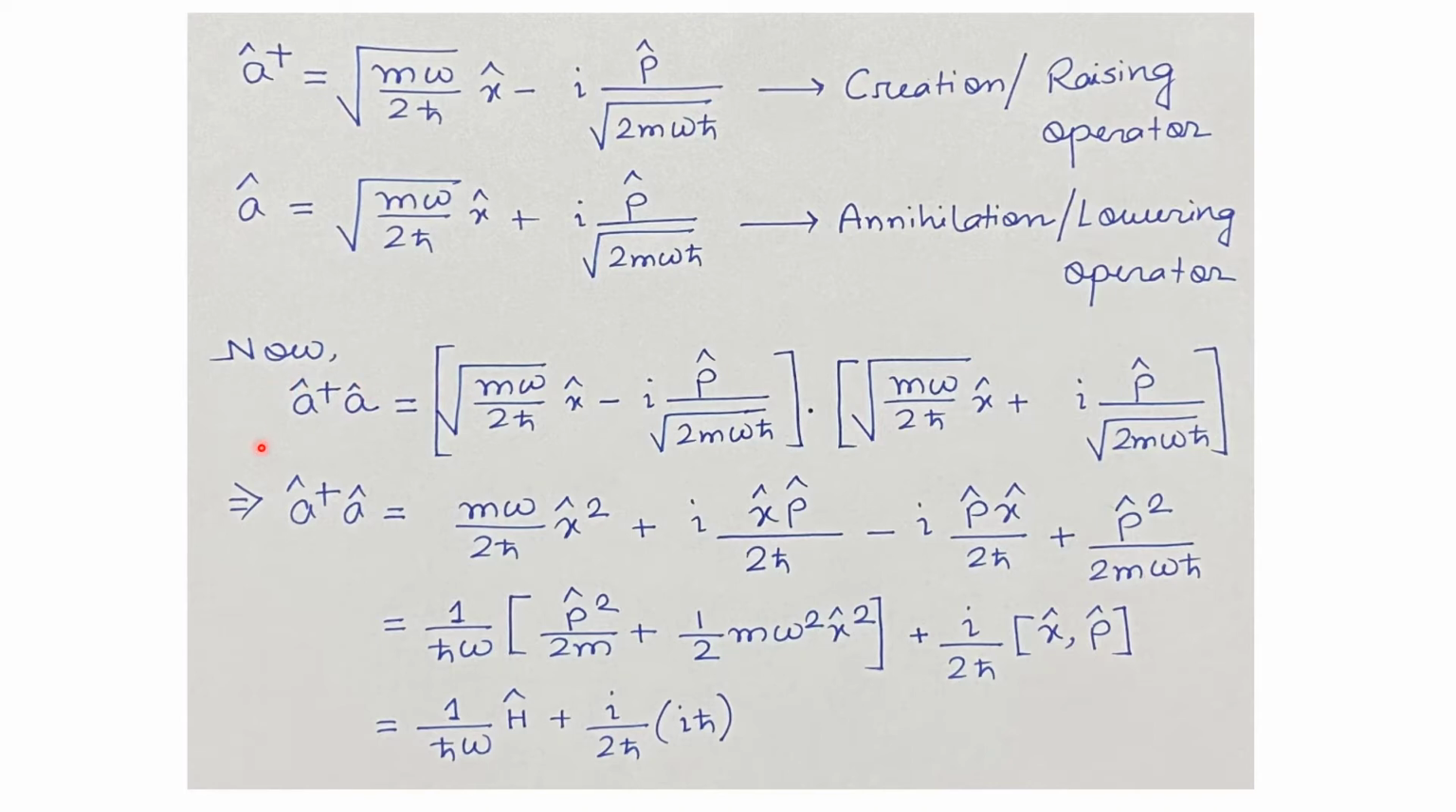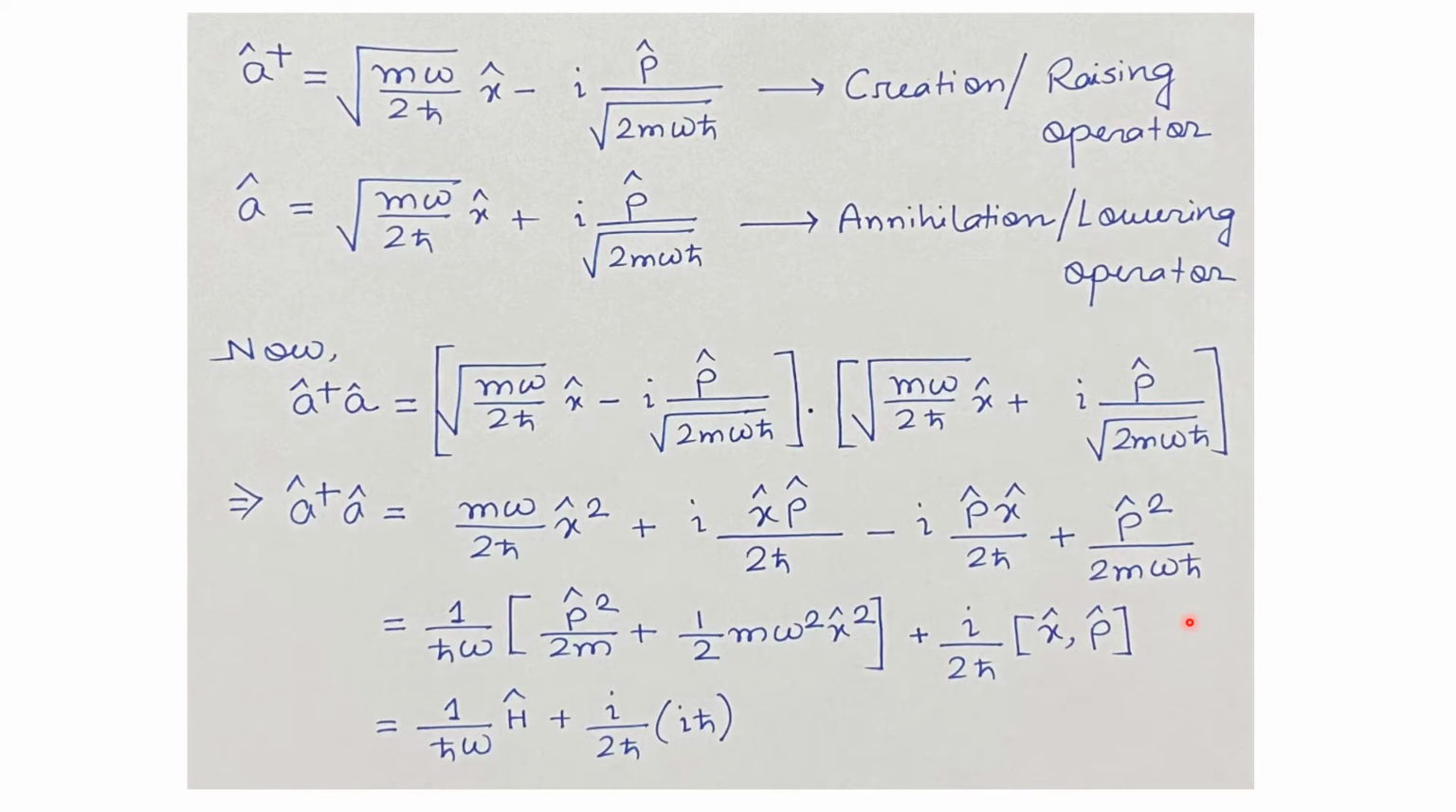Now we'll evaluate the quantity A cap dagger times A cap. So we'll take the multiplication of these two terms, which are coming from the expressions of the A cap dagger and A cap. After multiplication, it will give 4 terms. Those are m omega divided by 2 h cut times x cap square plus i x cap p cap divided by 2 h cut minus i p cap x cap divided by 2 h cut plus p cap square divided by 2 m omega h cut.